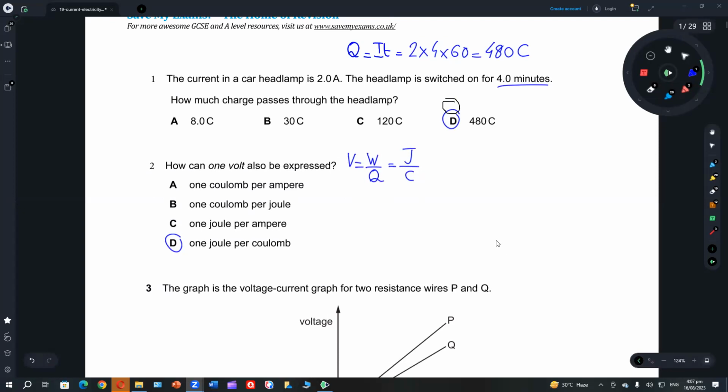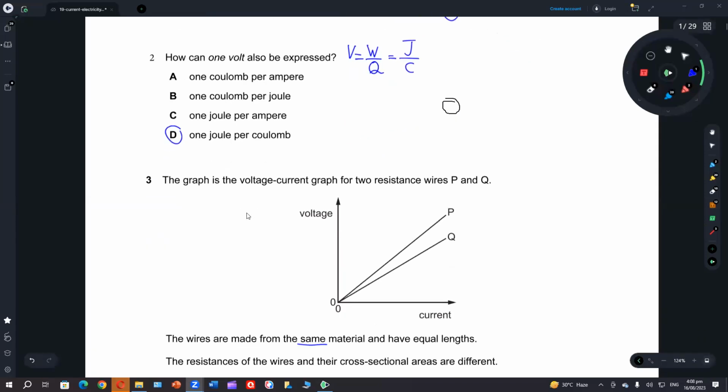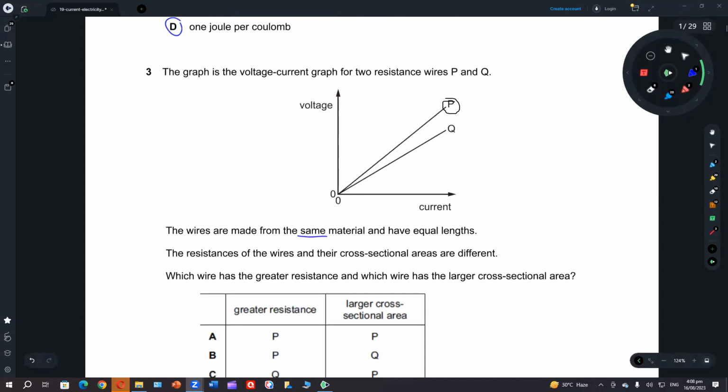In the first question, we calculated the current using the formula current into time, and we converted time into seconds. In the second question, we can see that 1 volt can also be expressed as volt is equal to W upon Q, which is joule per coulomb. And we translated it in option D. You can answer on the chat and also on the mic.